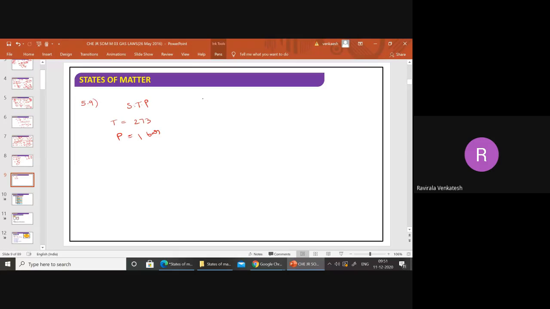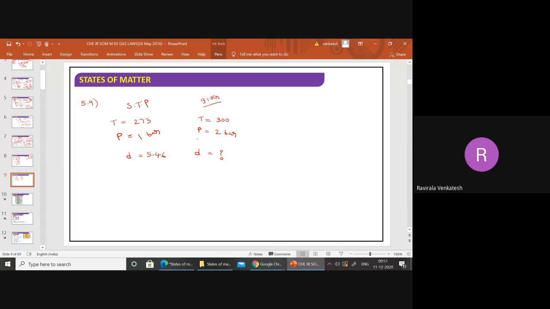Now, what are the given conditions? Temperature is 27, which means I can take 300 Kelvin. Pressure is 2 bar. Now what will be the density at STP? The density at the given conditions is 5.46. We need to calculate the density at STP, while the given density is at 27 degrees Celsius, which is 300 Kelvin.